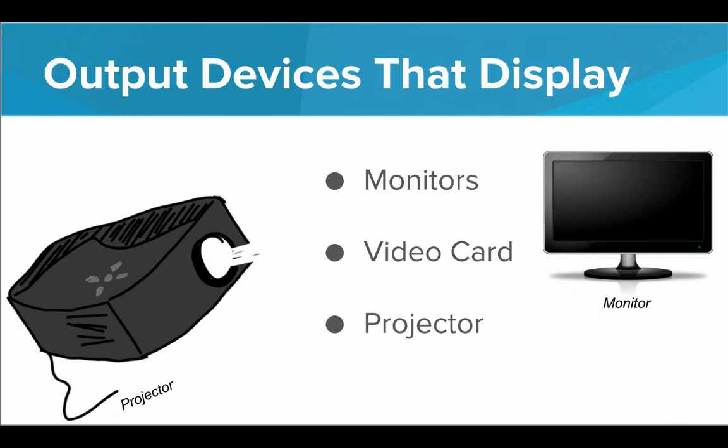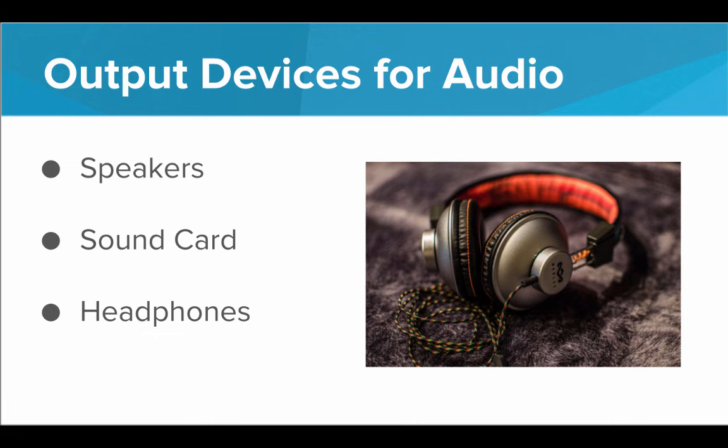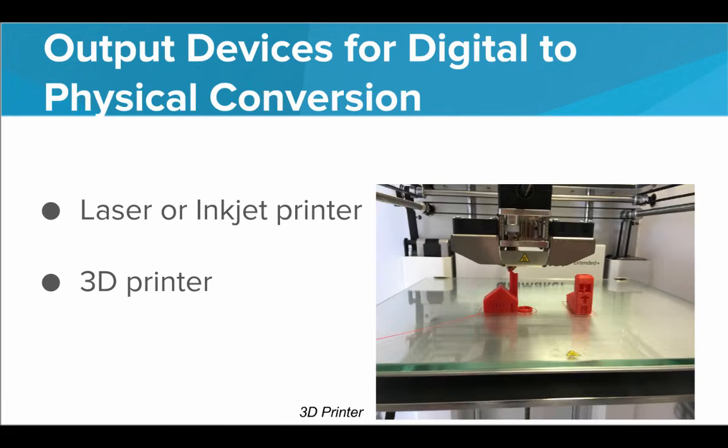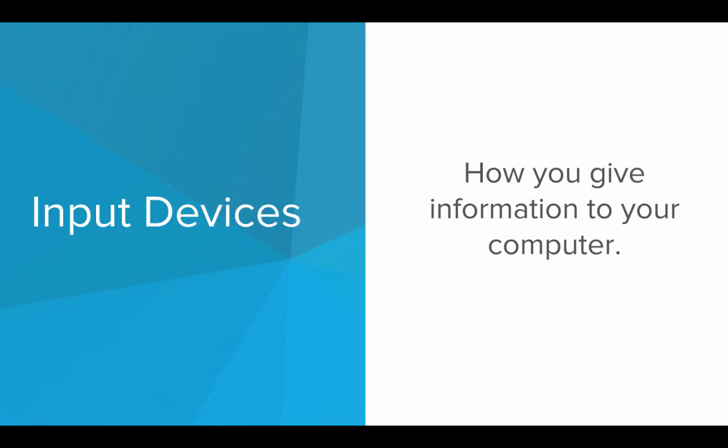So what are some output devices that display visual information? Well, we have things like monitors, we have things like video cards, and things like projectors. These are all output devices that take digital information and turn them into visual information. We have output devices for audio. We have things like speakers and sound cards and headphones. We have output devices that take digital information and turn them into actual physical objects, things like laser printers or inkjet printers or even 3D printers.